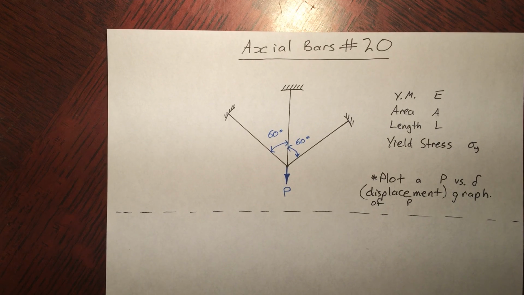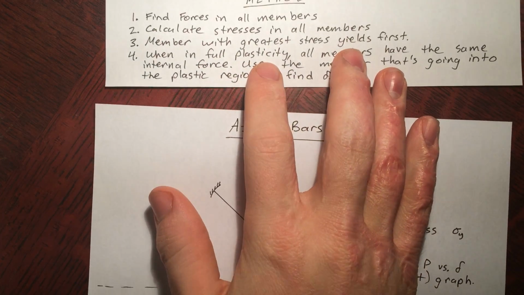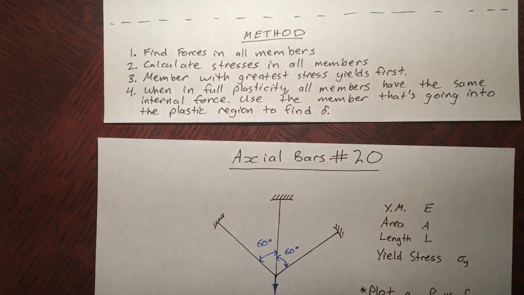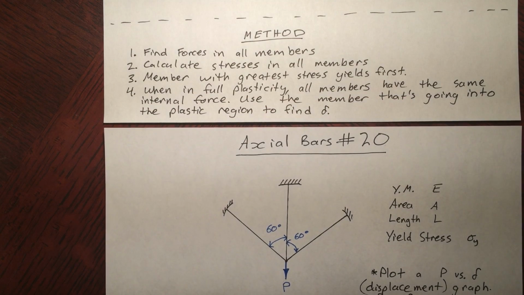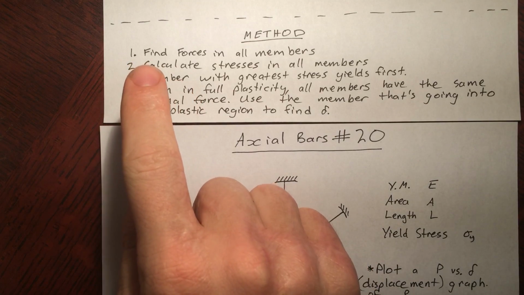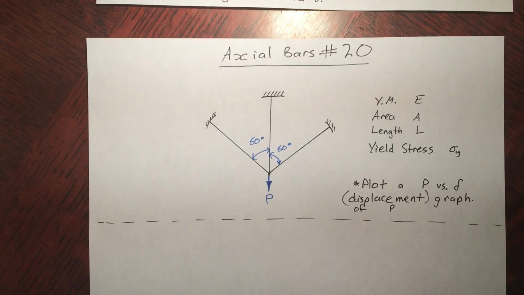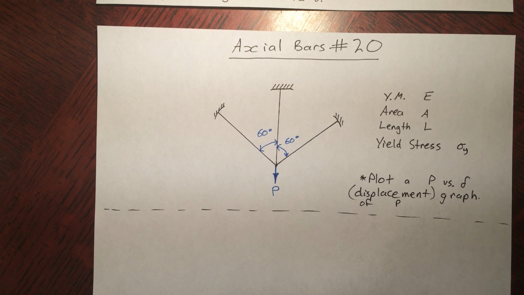Alright, so if you've watched the previous video before this, of my introduction to elastoplastic analysis, you'll see my process here. I just want to bring that back because I follow this very closely when I'm doing this question. So the first thing they want me to do is find the forces in all the members. Now we can do that. It's just a free body diagram, right?